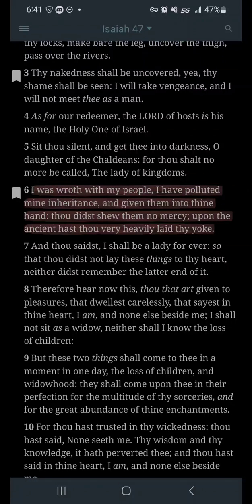Babylon, aka America, promotes this wickedness, right? Promotes witchcraft, promotes sorceries, right? They're not considering the latter end or what's going to be the consequence for these wicked abominations, man.